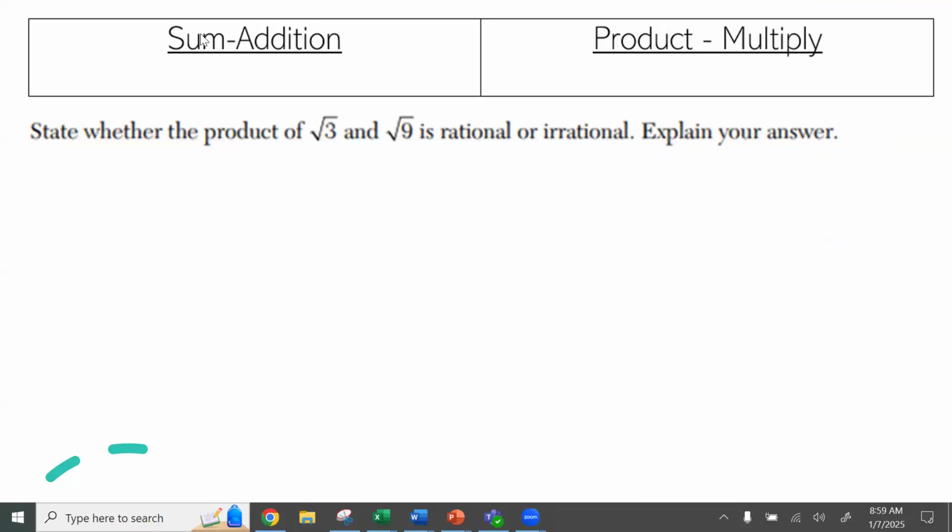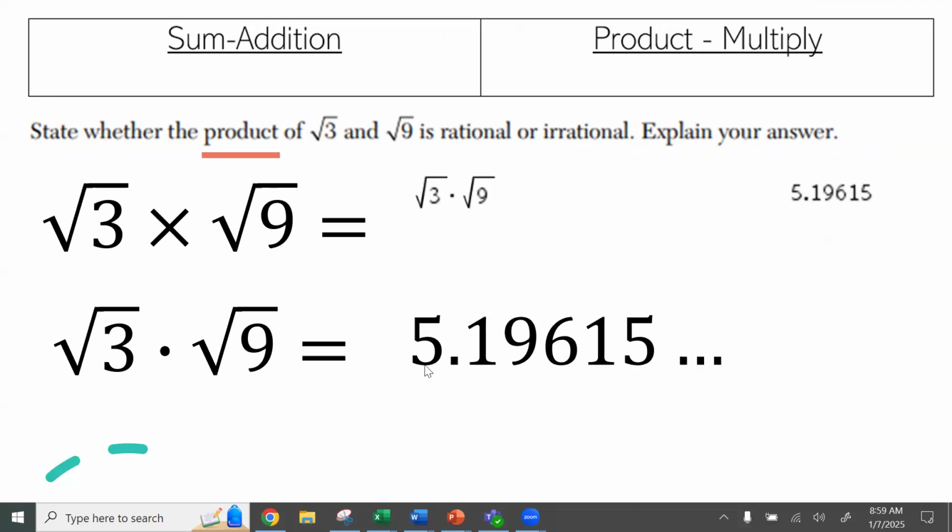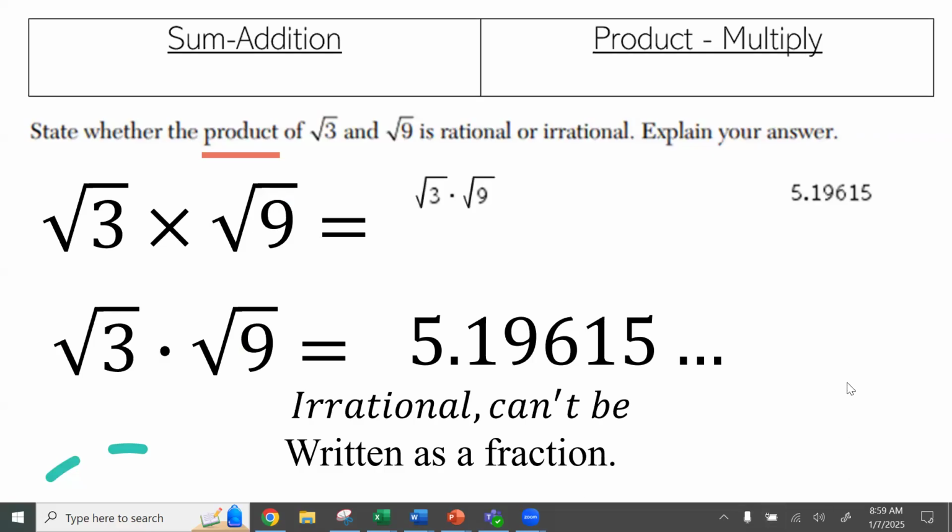Sum, if you see the word sum, that means addition. Product, that means multiply. So for example, state whether the product of radical 3 and radical 9 is rational. So first you've got to multiply them. Okay, and whether you write it like this or like this, please write it, because if you don't write it, I don't give you full credit. That would pop out 5.19615, so that is definitely irrational because it can't be written as a fraction. So remember, product means multiply, sum means addition.